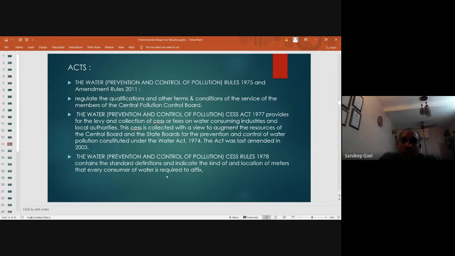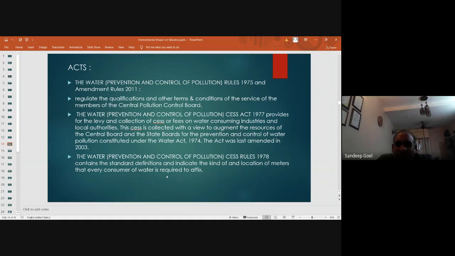it imposes a duty of cess, the levy and collection of cess. You must have seen in the invoice tax, there is a row in which water cess appears. The water cess is taken under this act. This cess is collected with a view to augment the resources of the Central Board and the State Board for Prevention and Control of Water Pollution, constituted under the Water Act 1974. The Act was last amended in 2003.